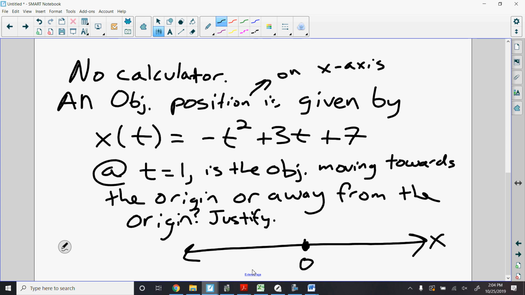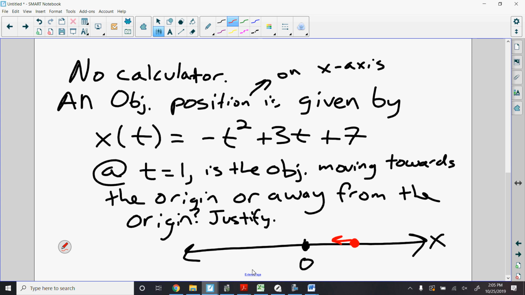For example, let's say the object, I'll mark the object in red, is over here to the right of the origin. Now, I could be right of the origin, moving away or towards the origin, right? I have to consider which way it's going. If my position is positive, what would my velocity have to be to move towards the origin? Well, to be going towards the origin, I'd have to be going left. For me to be going left, my velocity must be negative.